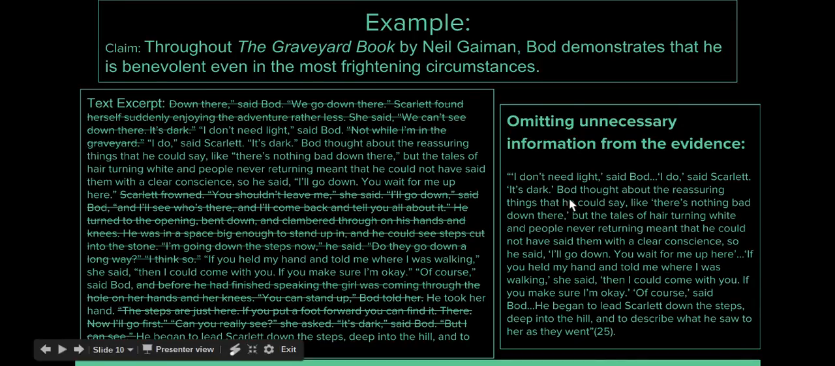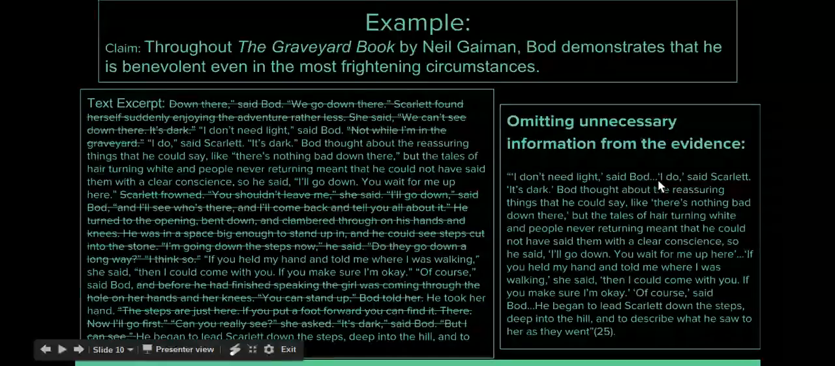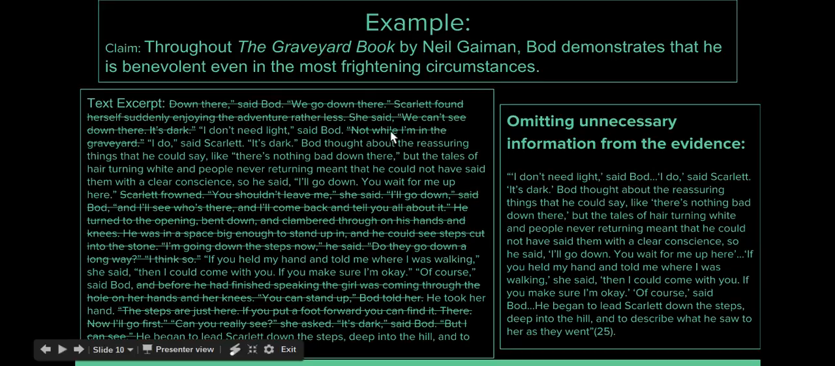So the way I'm going to cite this, you'll see here. I started here. That's the best place for me to start. I put, "I don't need light," said Bod. And notice how I put the two quotation marks here first to show that I'm taking from the text. And then my single quotation mark shows I'm citing dialogue. And then here I use an ellipsis because I'm going to show that I'm taking away parts.